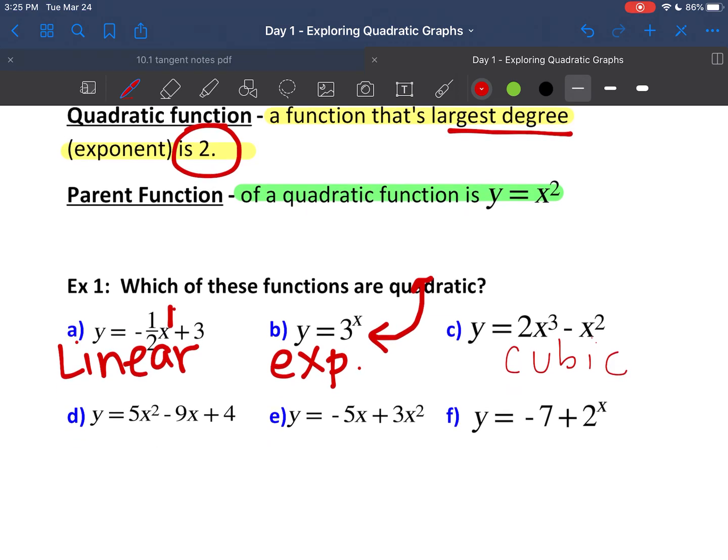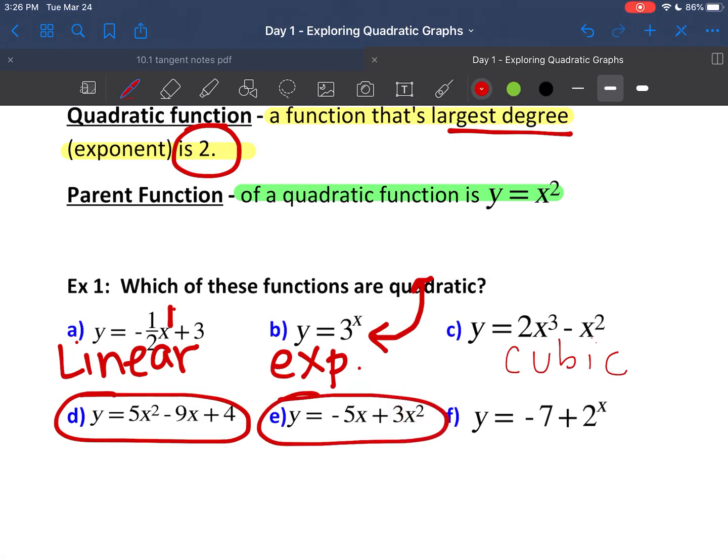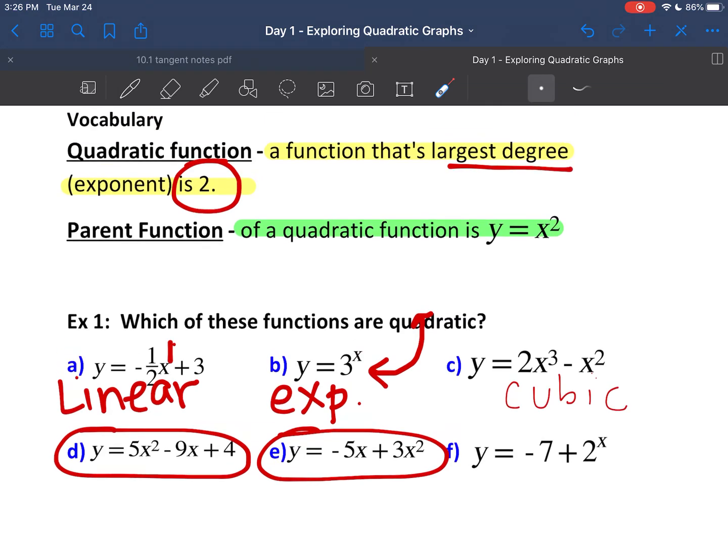Letter D. I want to look at the power 2. This is quadratic. All right, so I'm going to go ahead and circle D. If I look at letter E, largest degree is power 2. This is also quadratic. And then if I look at letter F, the power is x. This is not quadratic. This is another exponential. All right, so that is some of the basics of a quadratic. Okay, but let's go on.